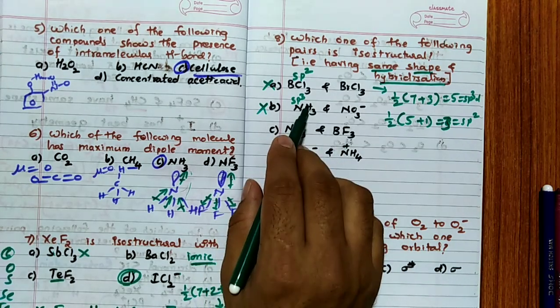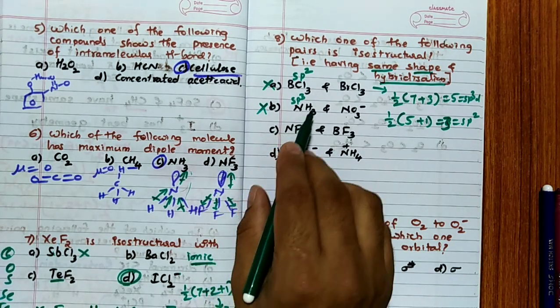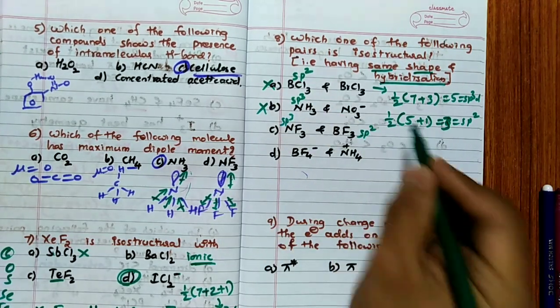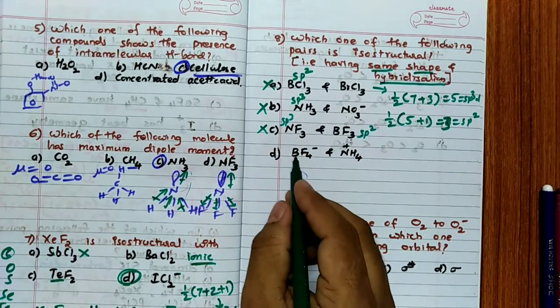NF3 and BF3. NF3 and NH3 both are the same because they are surrounded by H and F, monovalent only. So it is sp3 only, not necessary to calculate. And BF3 we know that it is sp2. So it is also not necessary to calculate. Then BF4 minus should be the answer now.